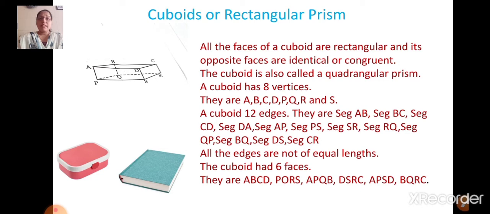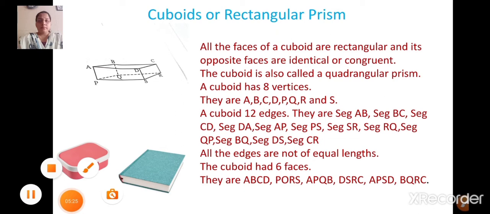So what is the best example of a cuboid which you can see in your day-to-day life? The first one you can see on the screen is a lunchbox. It is in the shape of a cuboid, and a book, and there are many more examples. So these two are examples of a cuboid which you see in your day-to-day life. Is the cuboid part clear, children? Okay. We'll move on to the next part.